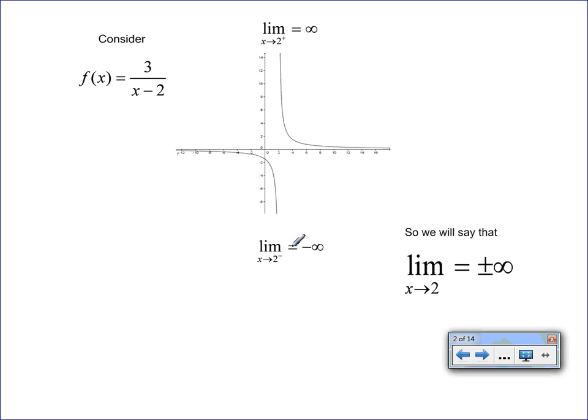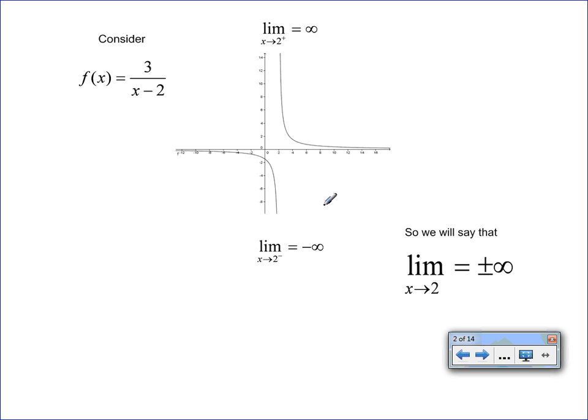If we look at it from below, look at the limit as x approaches 2 from below, or from the left-hand side, or from a value less than 2, we're going to end up with some negative number on the bottom. Really small negative number. As we divide 3 by a really small negative number, getting closer and closer to 0, we end up with a really large negative number. So large that we would probably say that it's approaching negative infinity.